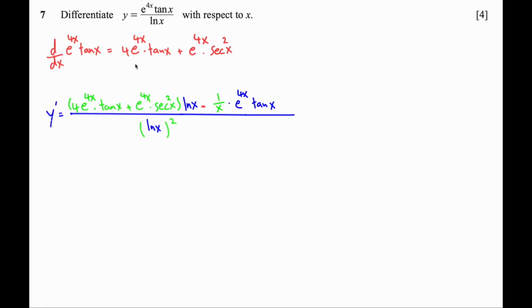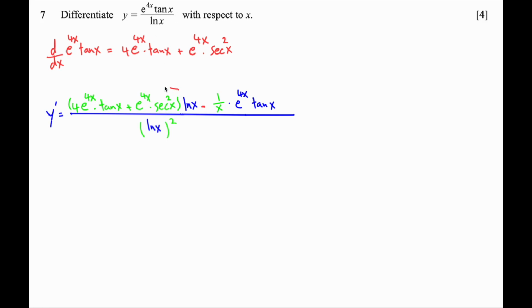Question number 7. I'm given an equation which looks like a fraction, and I have to differentiate it with respect to x. Now, this might look a little bit complicated at first glance. However, if you recall how to differentiate a fraction, you just have to use the quotient rule. That means take the denominator, raise it to the power of 2, and then in the numerator, first you take the derivative of your numerator multiplied by the denominator untouched, and subtract the derivative of the denominator multiplied by the numerator.